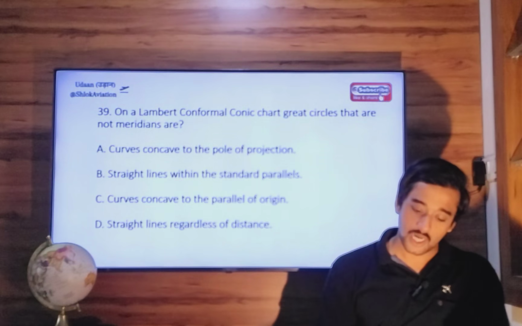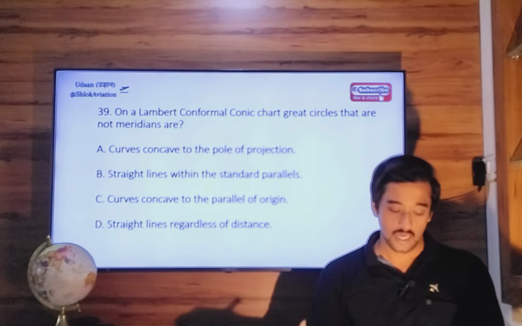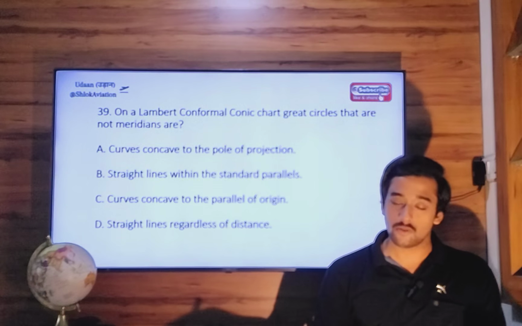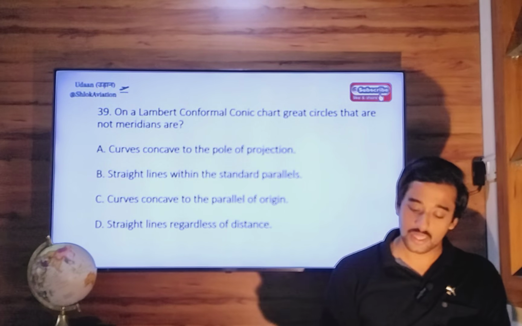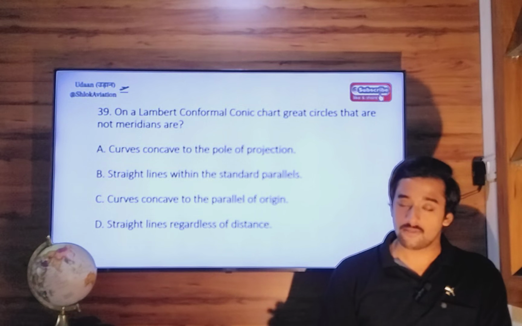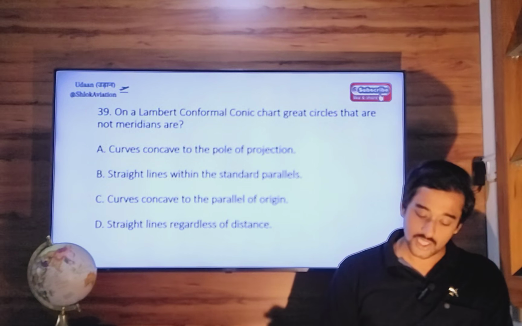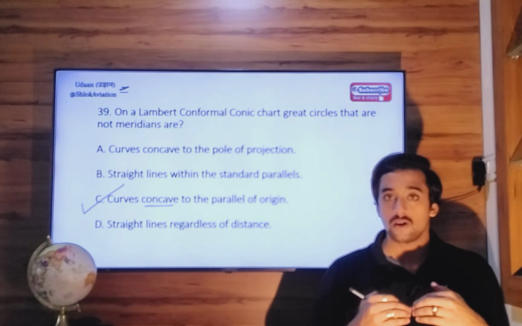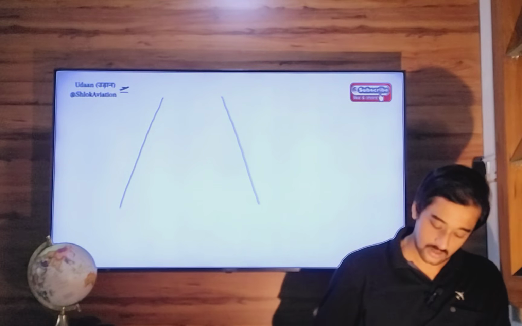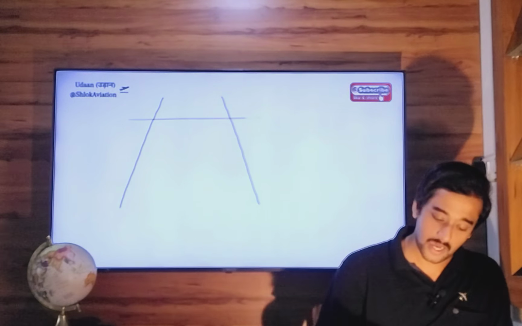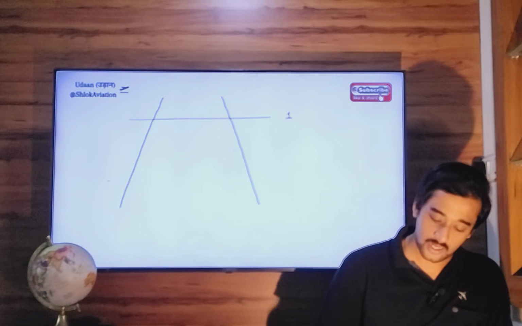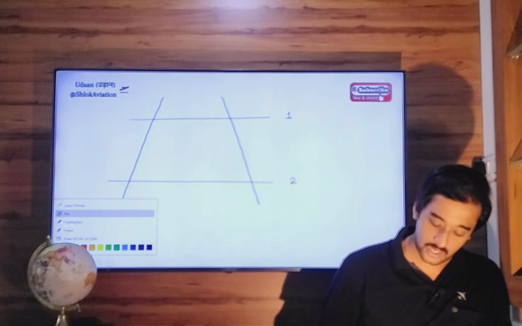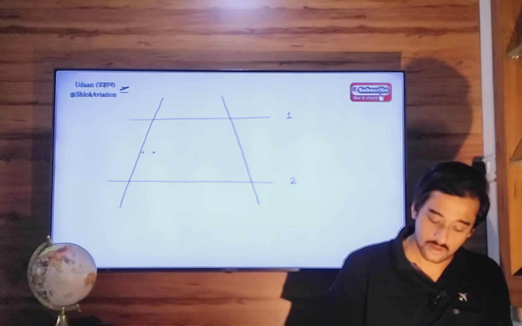Next, on a Lambert's chart, great circles that are not meridians are what? Curves concave to the pole of projection, straight lines within the standard parallels, curves concave to the parallel of origin, or straight lines regardless of distance. So they are curves concave to the parallel of origin. Concave means bending away from something. So let's say this is your Lambert's chart. This is your standard parallel number 1, standard parallel number 2, and this is your parallel of origin.